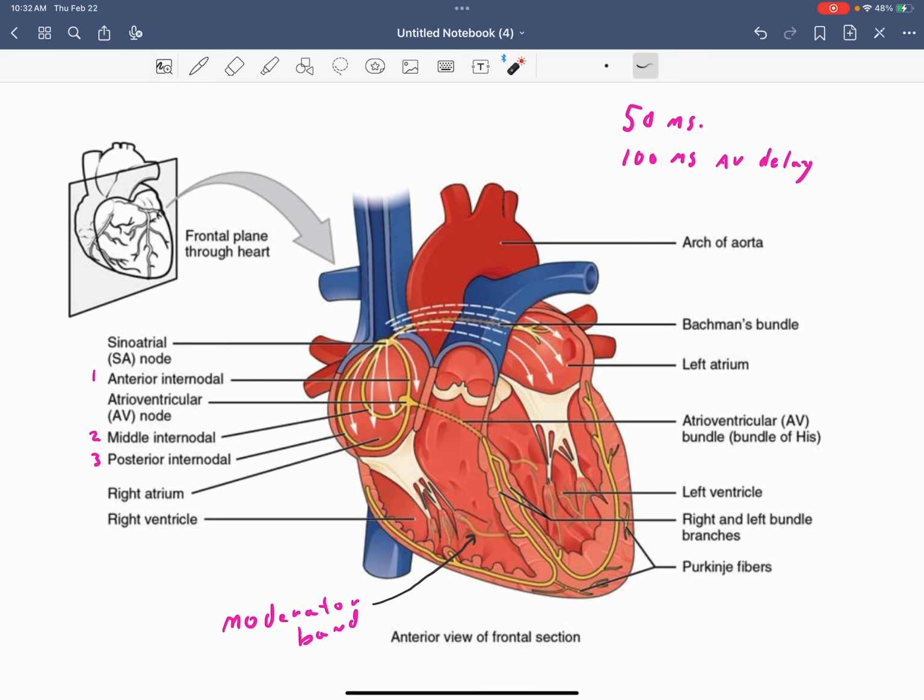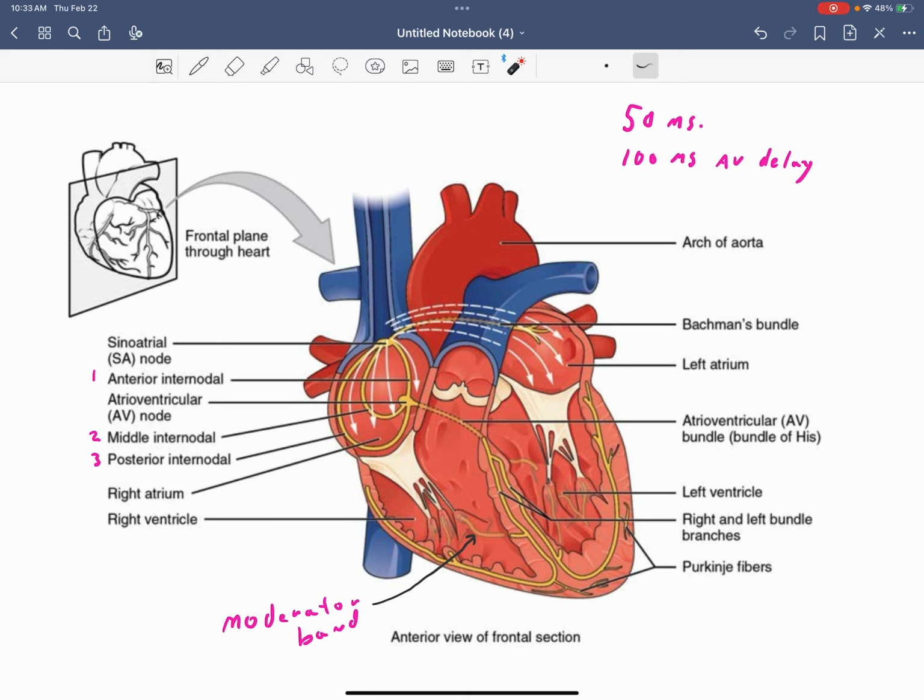Now that the signal's made it down to the AV node, the structure of the AV node is a little bit different than the SA node. The cells are smaller, slightly different structure, and they don't conduct the signal as quickly. And what this allows for is about a 100 millisecond delay at the AV. This delay is very important because it buys us enough time to get proper ventricular filling. Because if the ventricles contracted too quickly, we haven't had time to fill them.